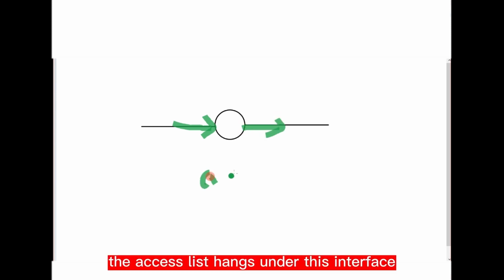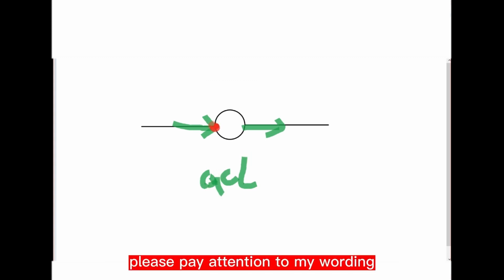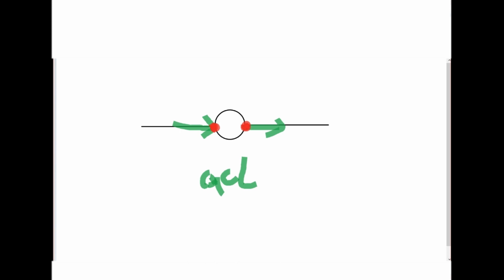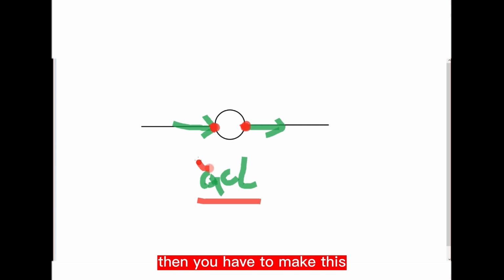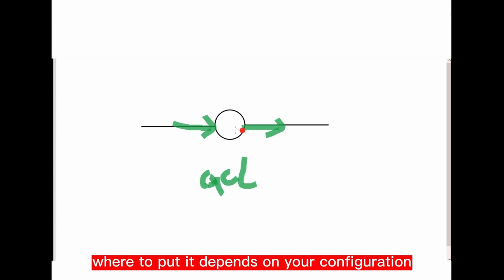The access list hangs under this interface. Please pay attention to my wording: it is hanging on. Since you want to control the data through it, you have to apply this control method on the interface. You need to check according to the data flow of ingress or egress. If it matches, then kill it. Where to put it depends on your configuration.